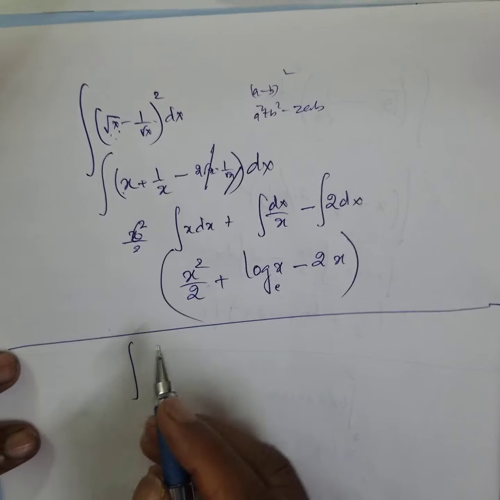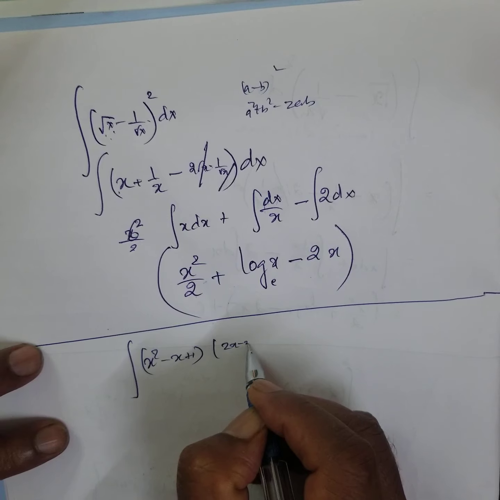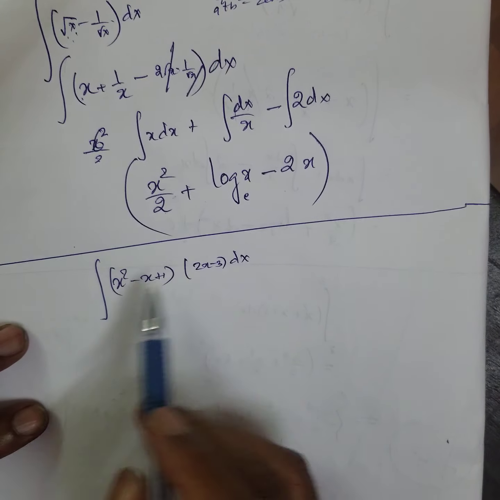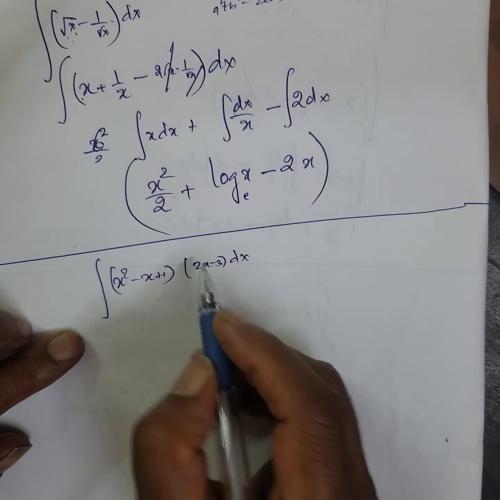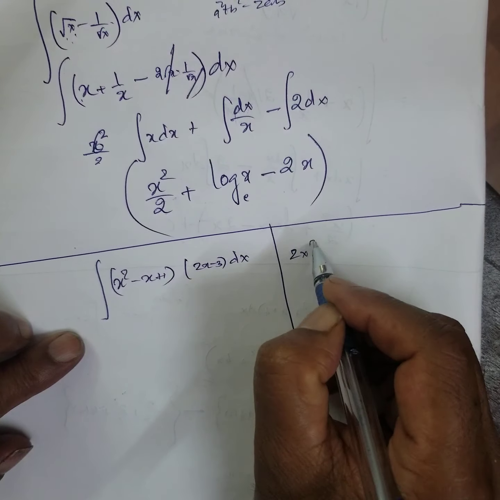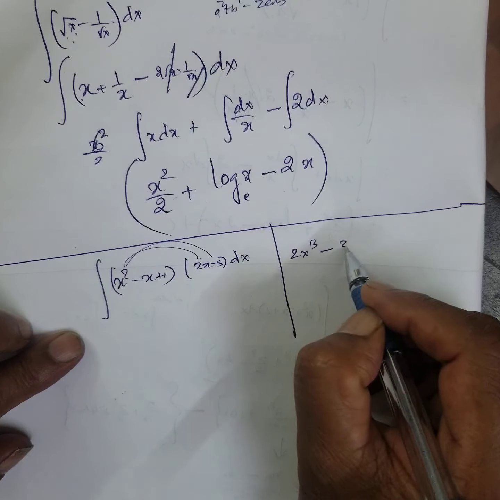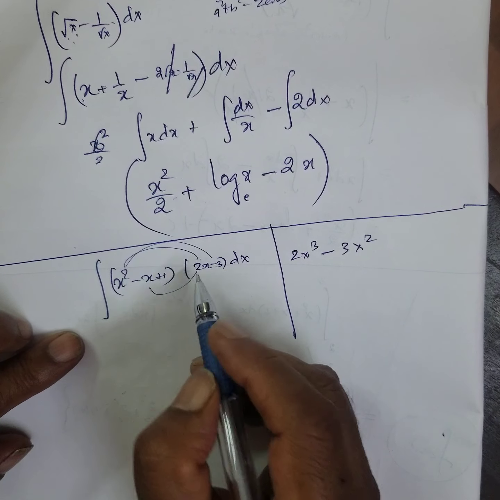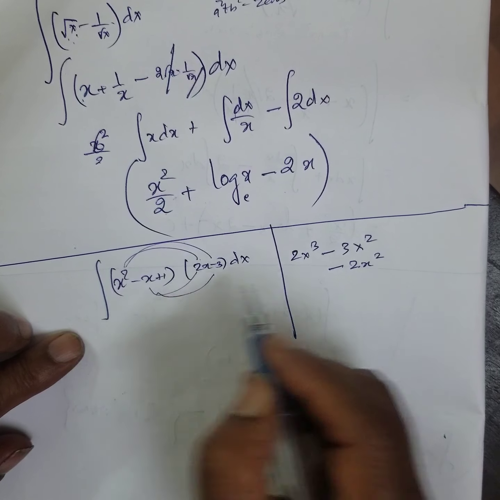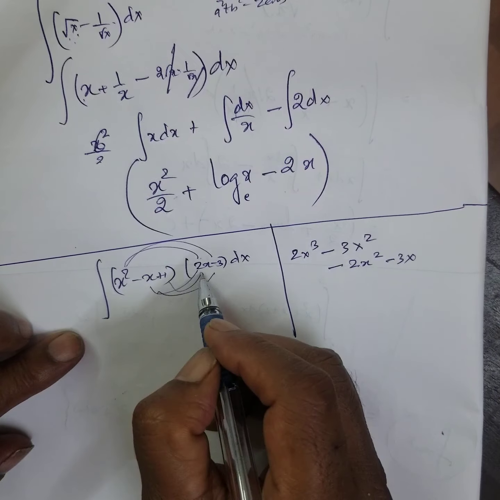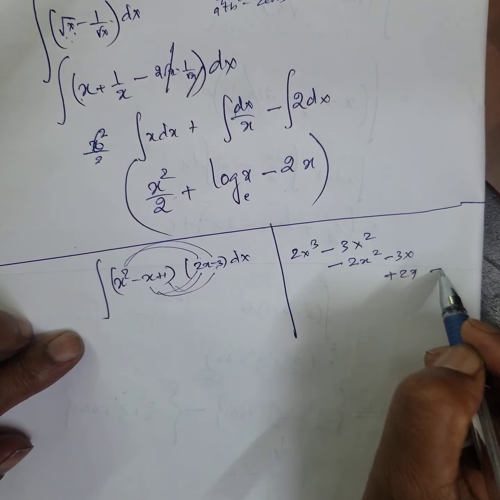How fast you do is important. Suppose (x square minus x plus 1)(2x minus 3) dx. Now there is no u into v and all that. You have to multiply this properly. What is this? 2x cube minus 3x square minus 2x square minus 3x plus 2x minus 3.